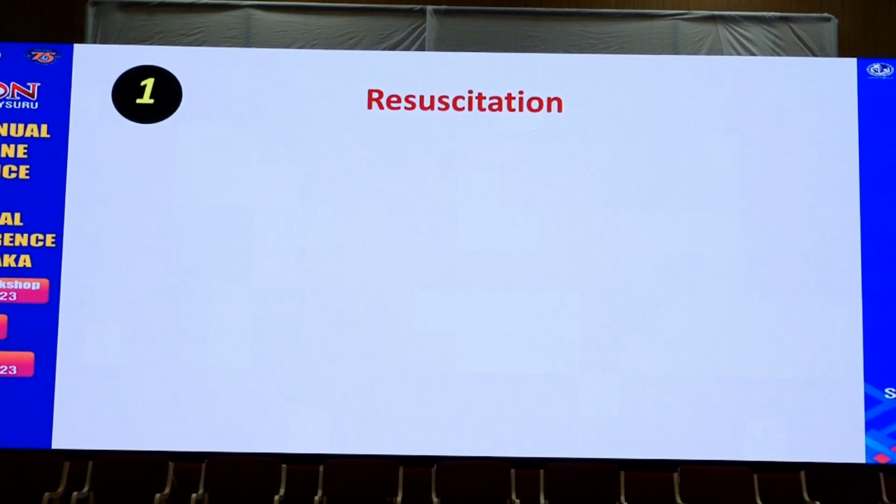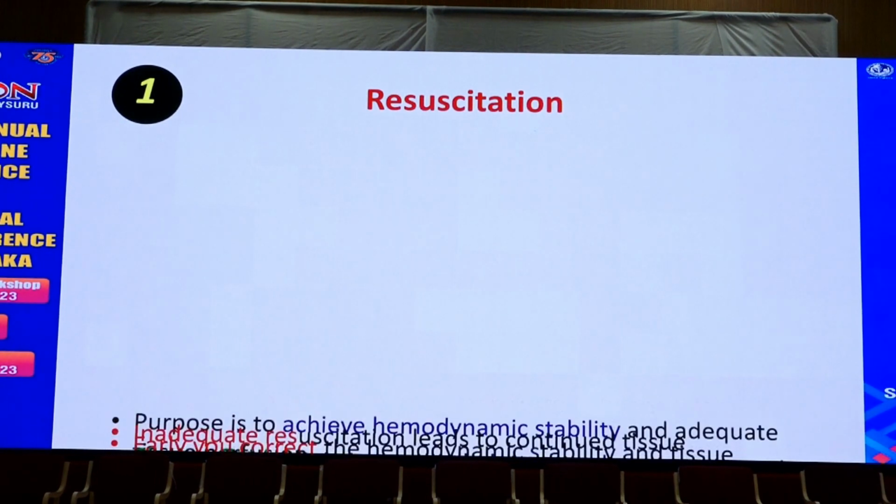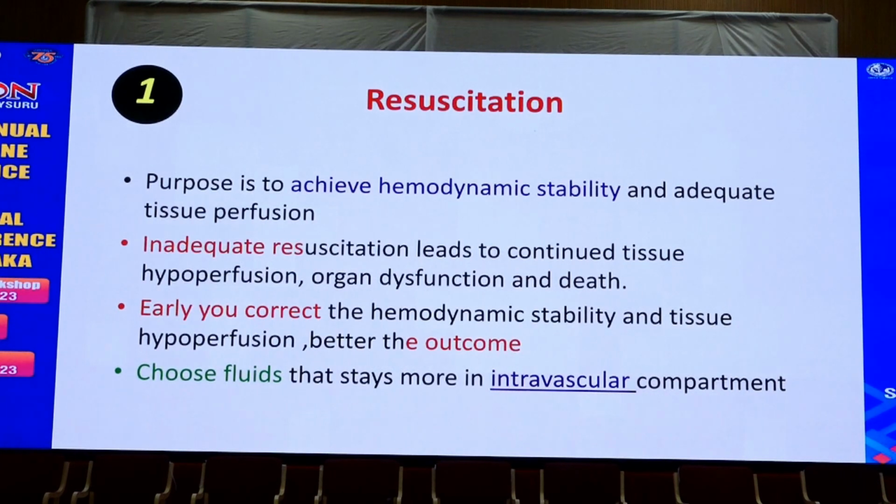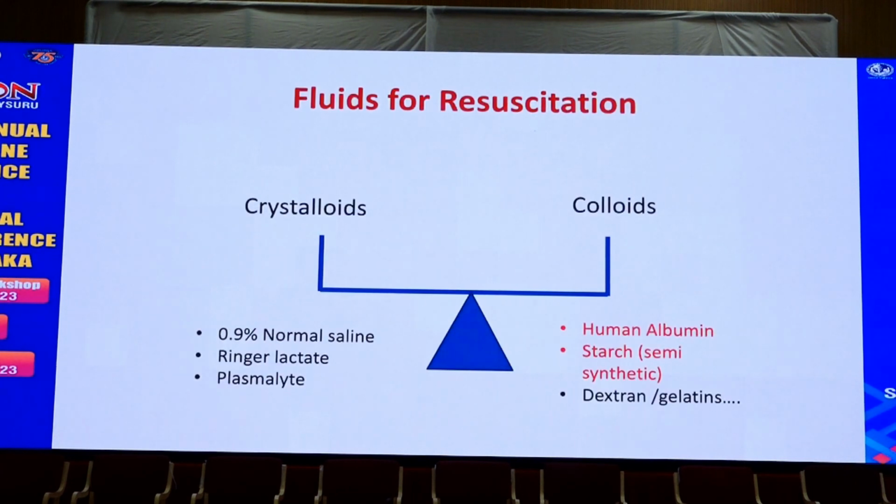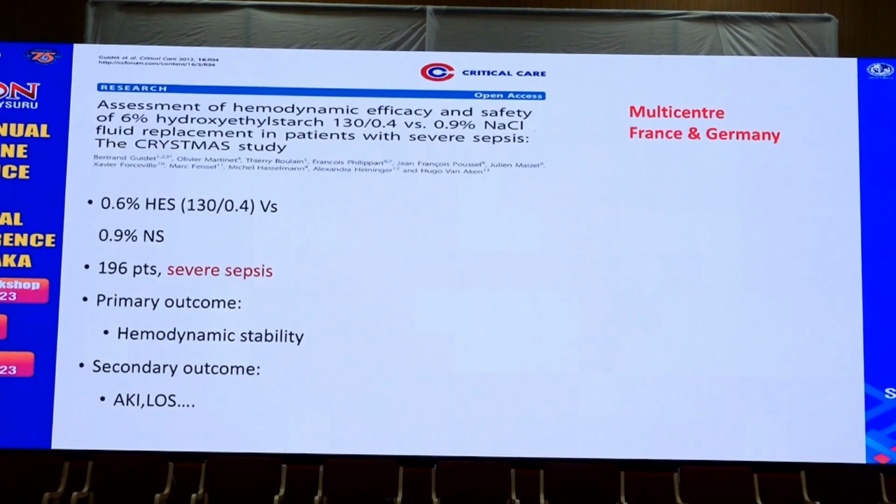So the choice of fluid we are going to give should achieve rapid hemodynamic stability. For that, you should choose a fluid that remains in the intravascular compartment. Depending upon which fluid stays in the vascular compartment, you have to choose that kind of fluid. Decently, both crystalloids and colloids stay in the vascular compartment. Which one to choose? It is an ever-ending debate, but this is the study that came in between.